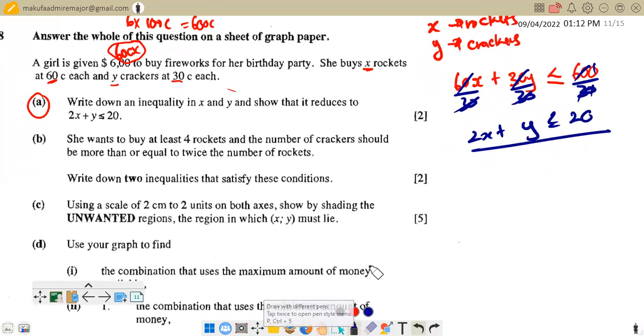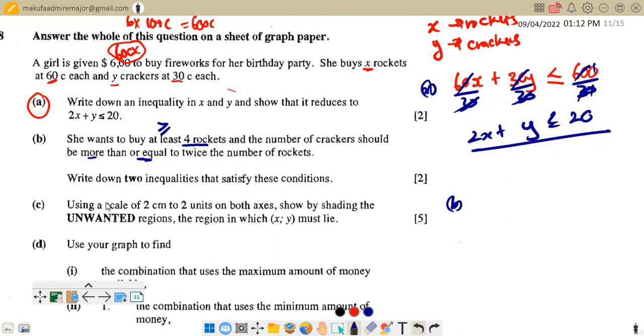All right, so that was our item A. We are done on our A. Then on B, she wants to buy at least 4 rockets, at least. Remember, I told you whenever you see at least, it's greater than or equal to. All right, so she wants to buy at least 4 rockets, and the number of crackers should be more than or equal to twice the number of crackers. Take note, we are given more than or equal to.